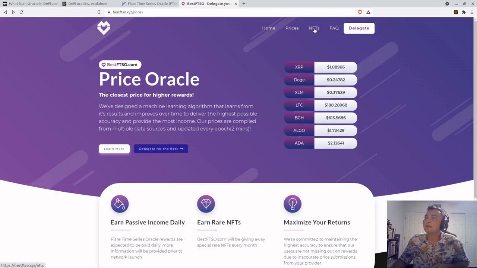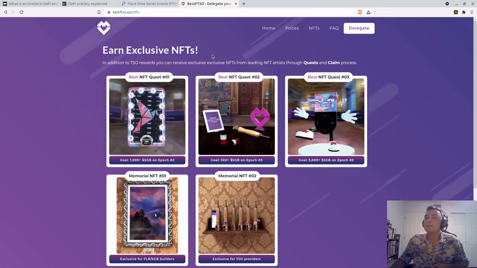If we look at the top, we can click NFTs, and we can see that for the best NFT Quest 01 NFT, if you had wrapped and delegated 1,000 Songbird or more during Epoch 2, they were handing out or giving out this NFT. So we need to consider extra incentives such as NFTs or whatever may come in the future when deciding which signal provider to delegate to.